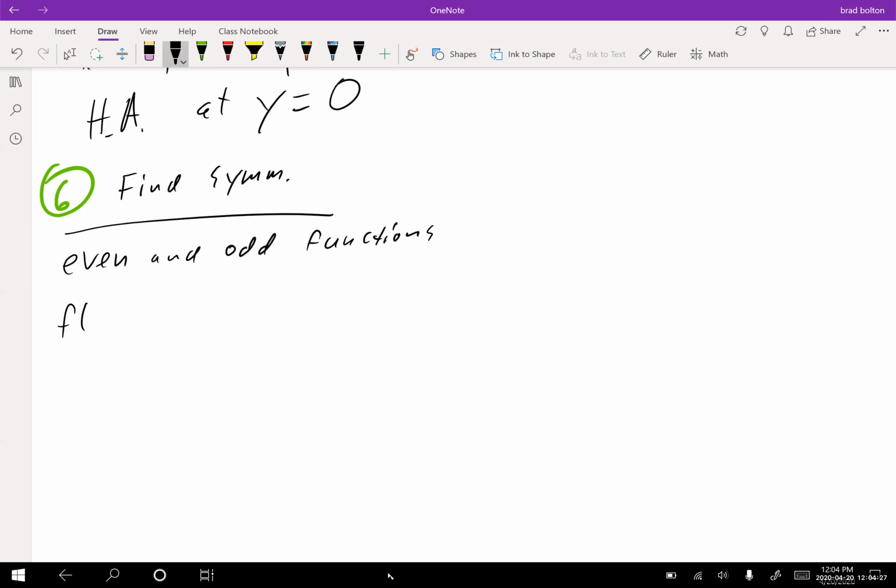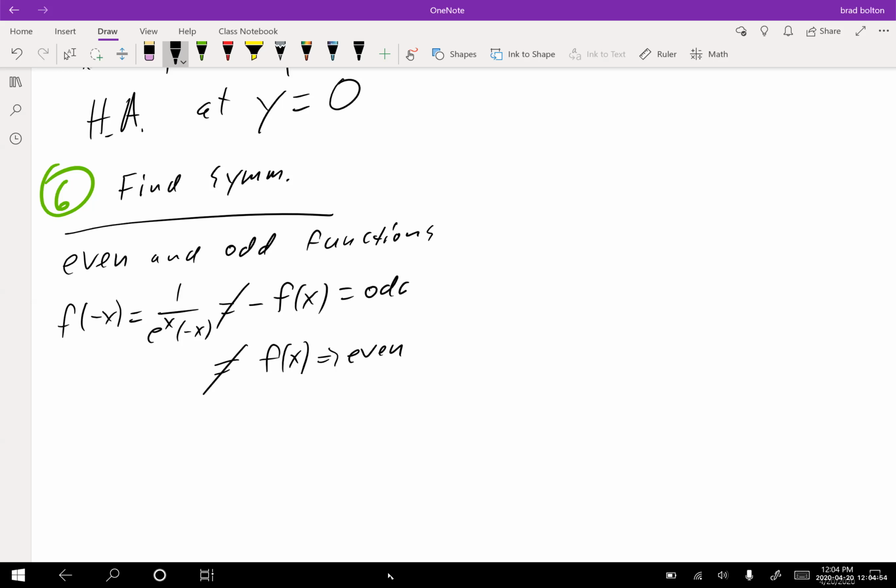So we do f of negative x would equal 1 over e to the x times negative x. This is definitely not equal to negative f of x, so definitely not. And it's definitely not equal to e to the x over x. This would be even, this would be odd. And it's neither of those, it's something different, so no symmetry.